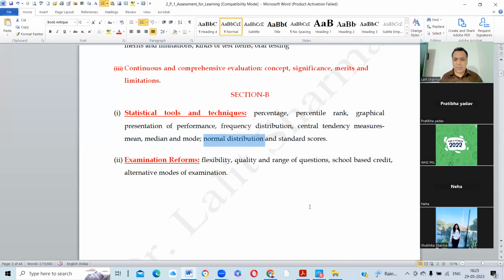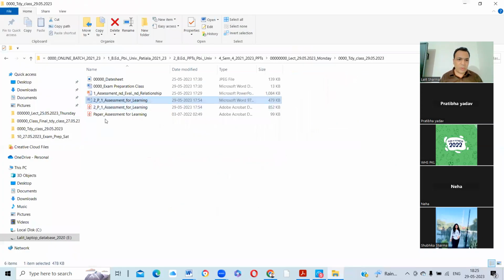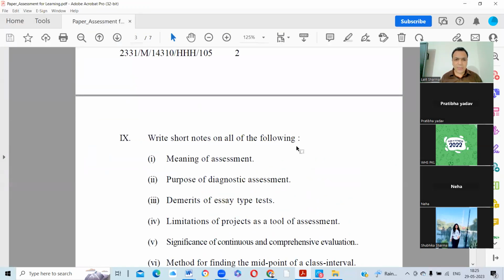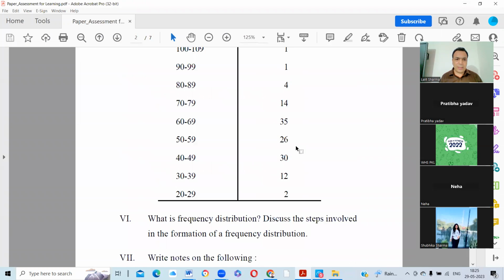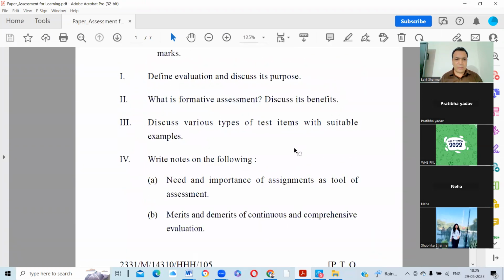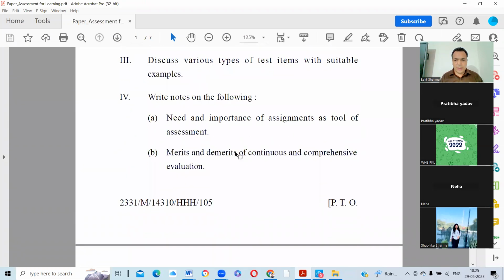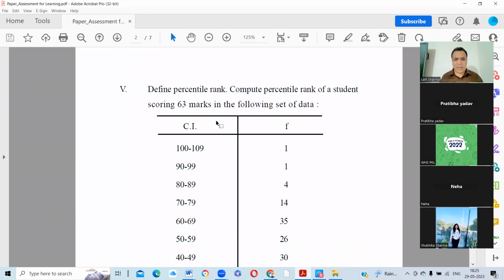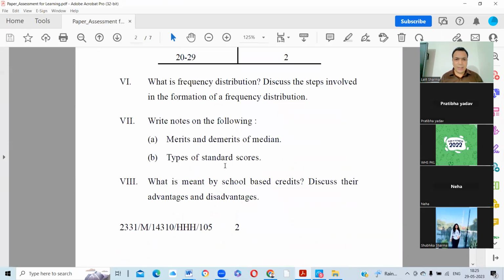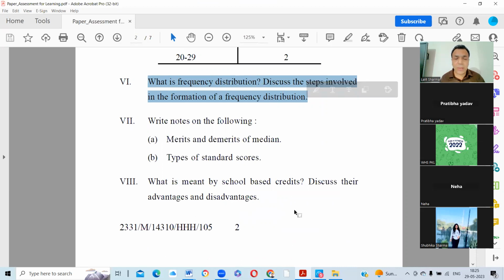I will open the question paper of last year, so that you will come to know which type of questions came last year. See this, guys, right? These 4 questions are done, and look, a numerical question has come, right? Now this 6th one, look: what is a frequency distribution? Discuss the steps involved in the formation of a frequency distribution. It is an easy question, a very easy question, right?